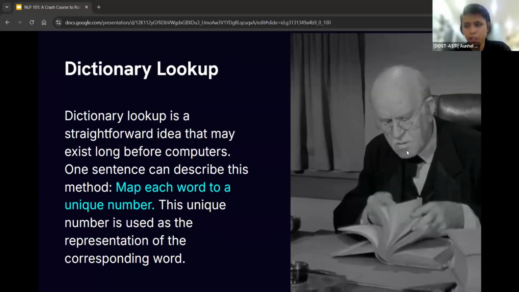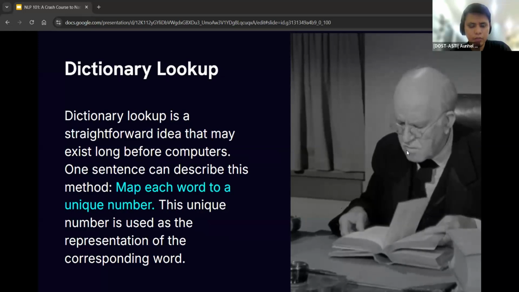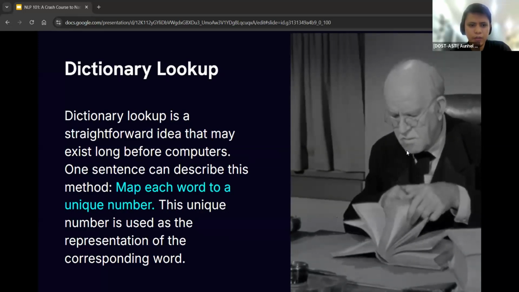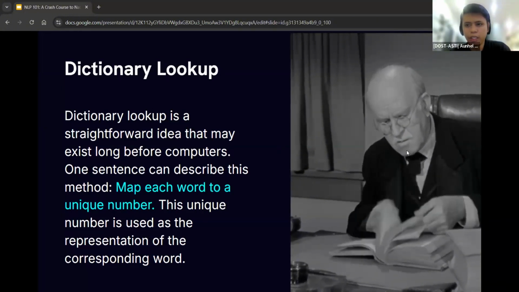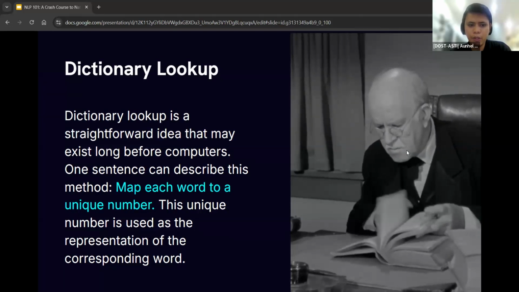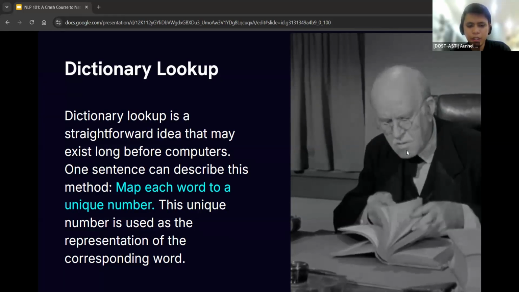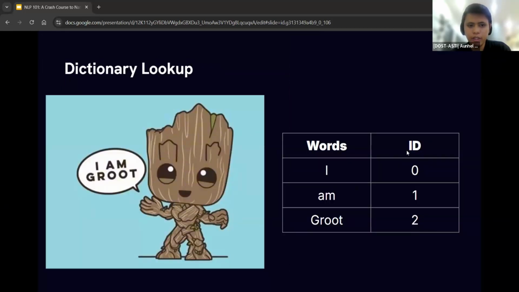We also have what we call dictionary lookup. It existed way before we had computers. Basically, we map each word to a unique number, and this unique number is used as a representation of the corresponding word. Let's say we live in a universe where the language has only three words: "I", "am", "Groot". We assign an ID to each word in the entire vocabulary: zero for "I", one for "am", let's say two for "Groot", things like that. And then we just represent the entirety of the text using these IDs.